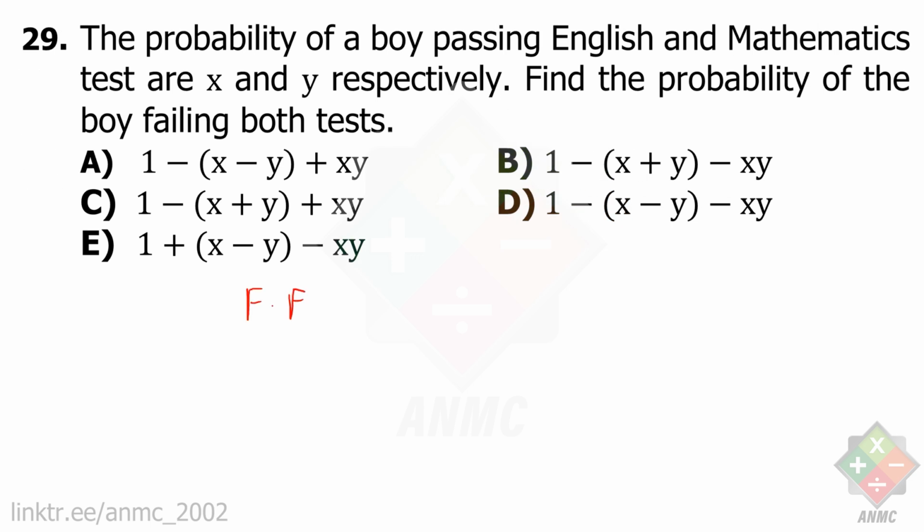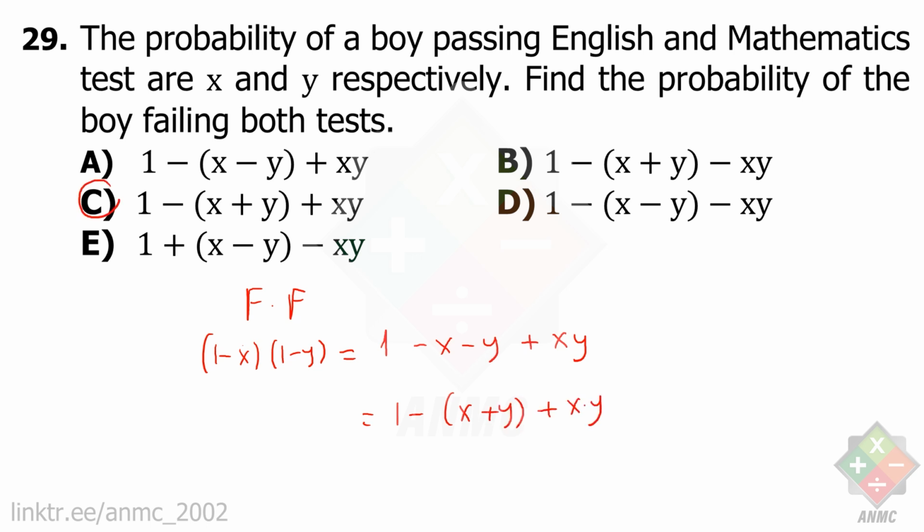Fail times fail is 1 minus x times 1 minus y. Let's open the brackets. 1 minus x minus y plus xy. And it is 1 minus x plus y plus xy. The answer is C.